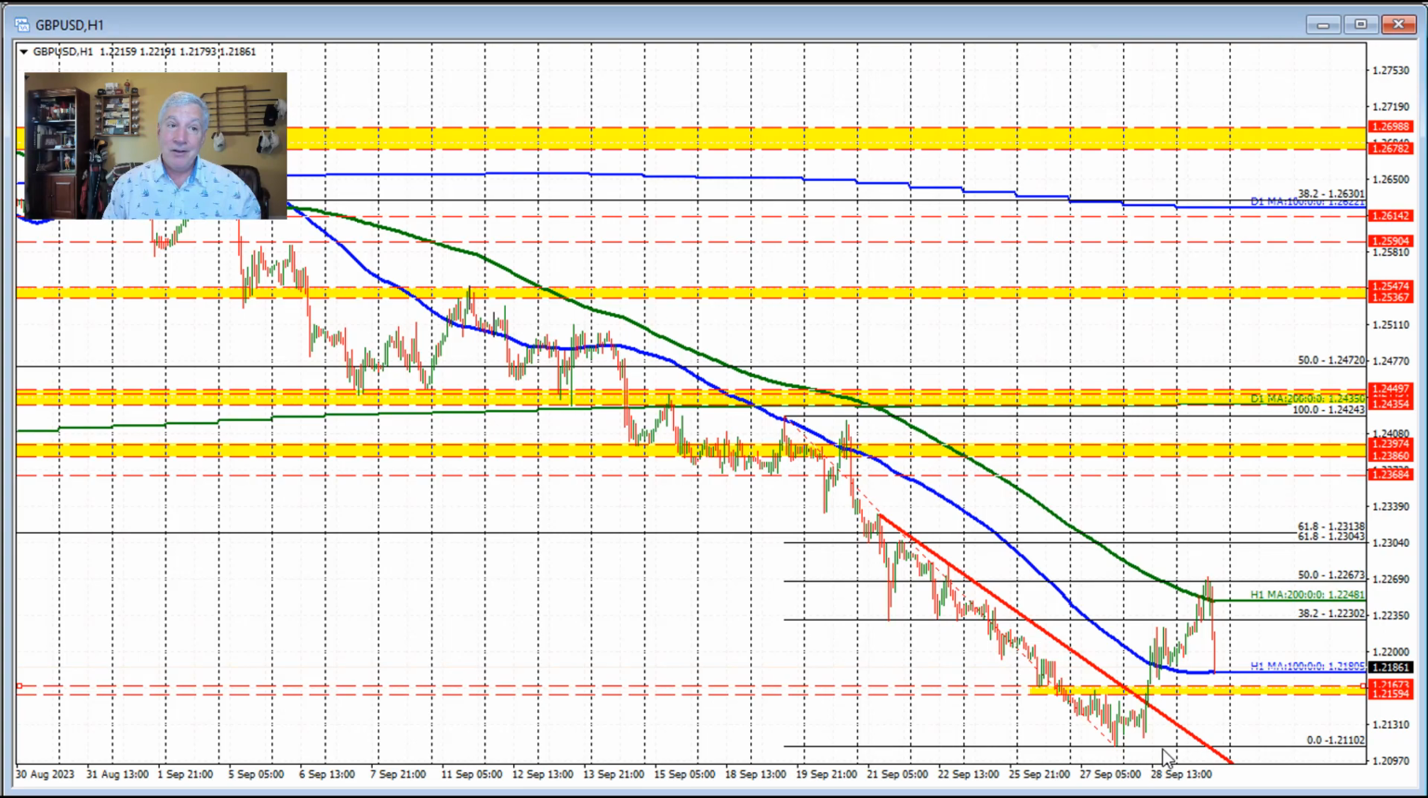So there you have it, a little bit of a failure on the top side here in the sterling versus US dollar. The buyers certainly have something to prove, but we are testing support here. We'll see if that can hold as well.